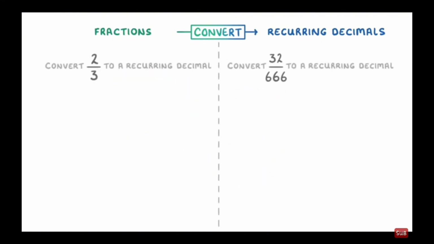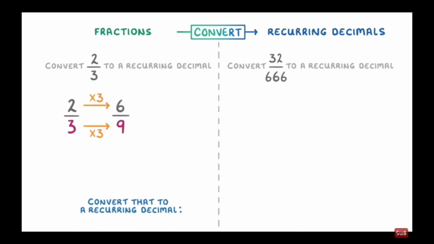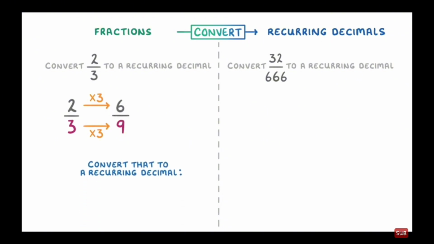Let's try a couple more examples. In this first one, we want to convert 2/3 to a recurring decimal. The first step is to make the denominator 9, which we can do by multiplying the 3 by 3. This means that we also have to multiply the 2 by 3, which is 6. So we get 6 over 9. And to convert that to a recurring decimal, we take that 6, place it after a decimal point, and make it recur, which we show by putting a dot above it.